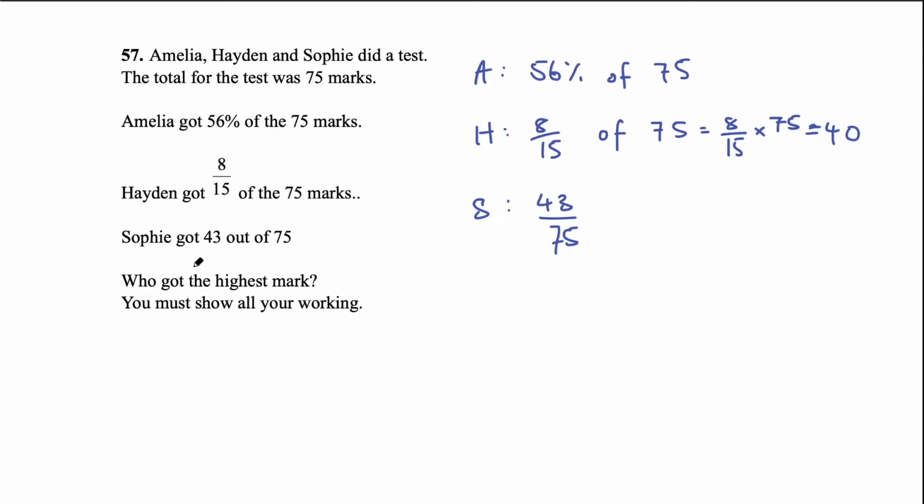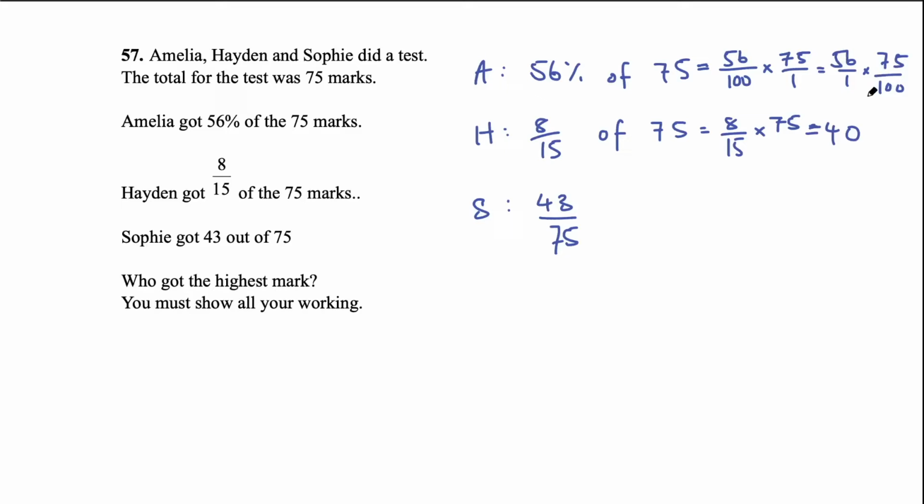So Hayden got 40 marks, Sophie got 43. And now we need to work out Amelia's score. 56% of 75. Well, how do you work out a percentage? One way is to write it like this: 56 out of 100 multiplied by 75 over 1. It's one way to figure out percentages. Now 75 over 100, that's like 3/4. So we could also write this as 56 over 1 times 75 over 100. That's perfectly fine to rearrange the numbers like that when you're multiplying fractions.